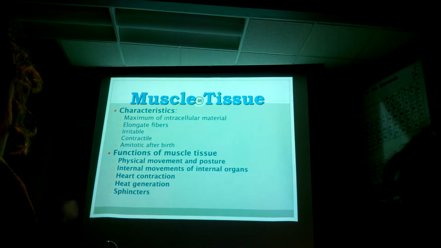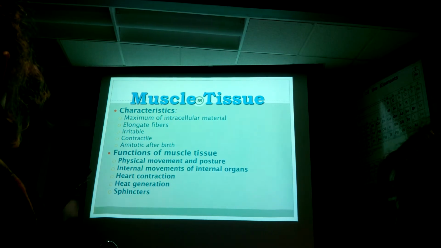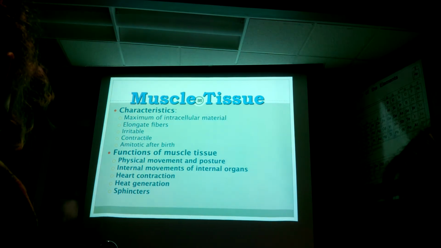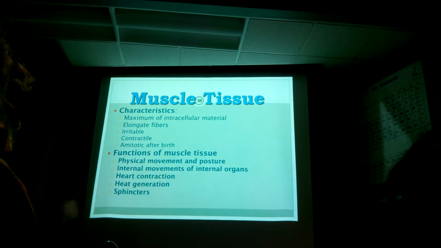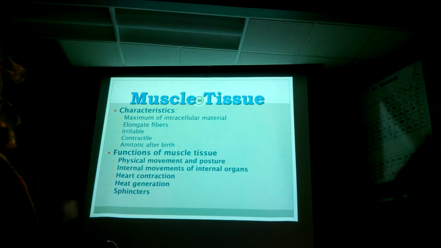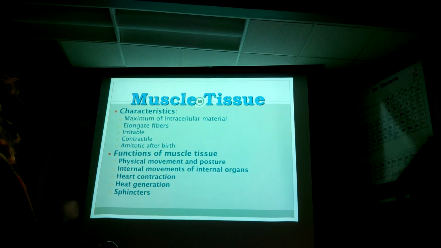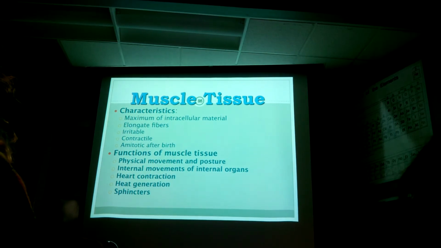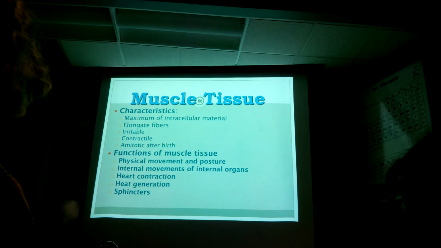We have different types of muscle tissues. Oh, this is very interesting. Okay, so after birth, amitotic. Who knows what that means? If something is amitotic, what is it? It doesn't divide, right. So when you're born, those are your muscle cells. You're not going to get any more muscle cells. When you're born with the muscle cells that you have, you do not develop more muscle cells.